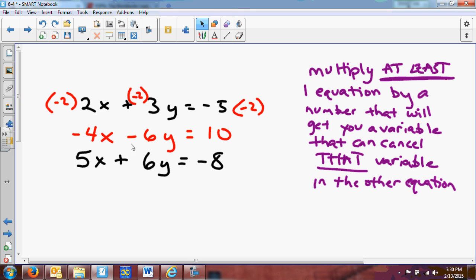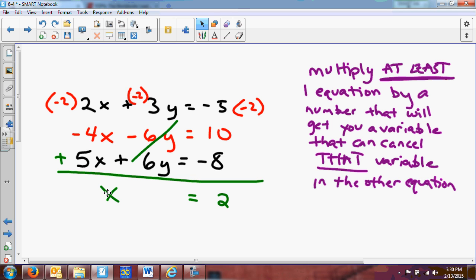Bring this down. Here are my two equations. You can see 6 and -6. When I start adding these together, it's going to cancel out real nice and neat. -4x plus 5x, that's +1x. I didn't write the 1 because I want x by itself. 10 minus 8 is 2. x equals 2. Do not stop here. This is not where it ends.